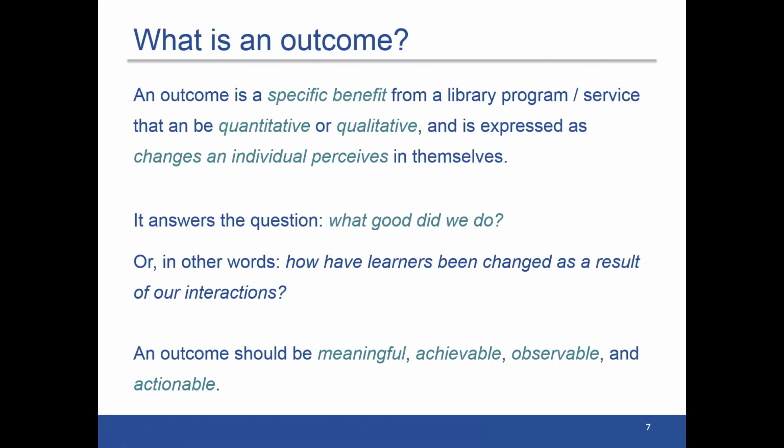And outcomes aren't so focused on recording offerings or usage, things like collection counts, or for example, the number of instruction sessions you offer or the number of students who might come to those instruction sessions, but rather on documenting how the library impacts the learning and work of its users. So it's, what do those students take away from those instruction sessions? And outcomes should be meaningful, achievable, observable, and actionable.